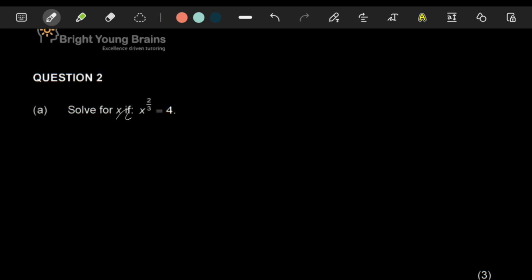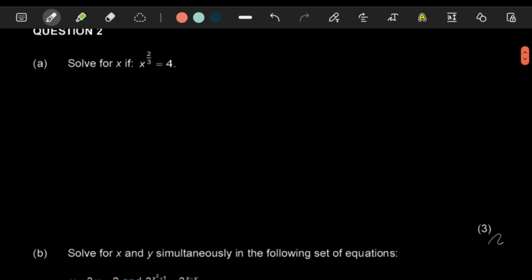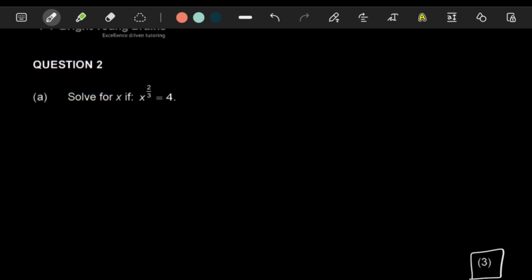Question 2 says, solve for x if this is equal to that. Wow, such nice questions, man. So you can just use your calculator here, to be honest. Well, it's a 3 mark question. I would have just used my calculator, like legit though. The calculator would have given you the mark directly.